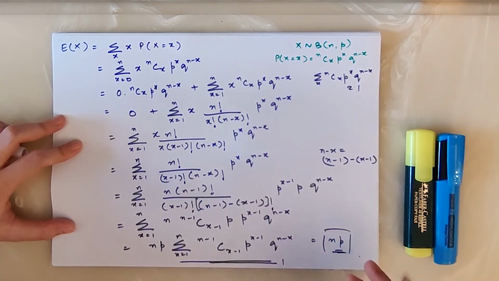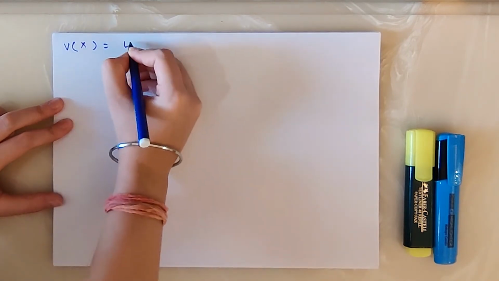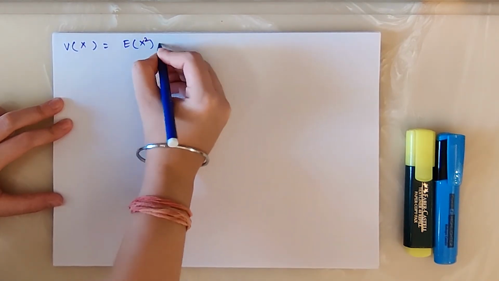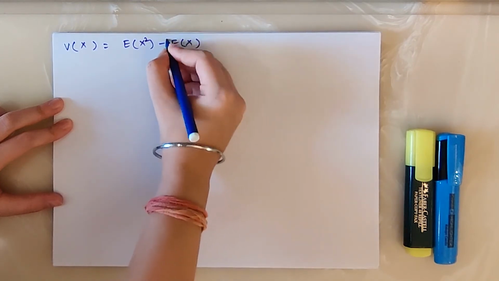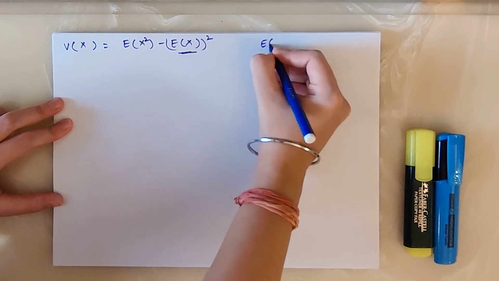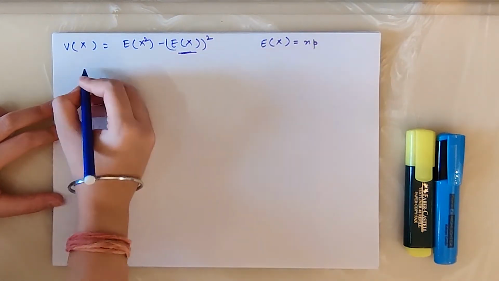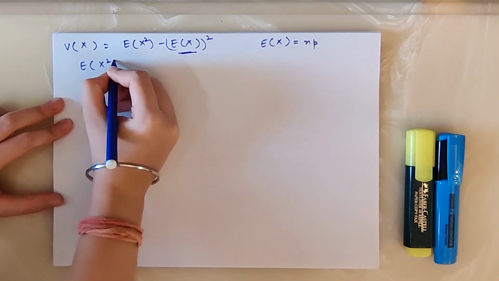This is our answer. Now let's also calculate variance of x. So our variance of x is given by expectation of x square minus expectation of x whole square. We have already calculated expectation of x as np. Now let's see how to calculate expectation of x square.